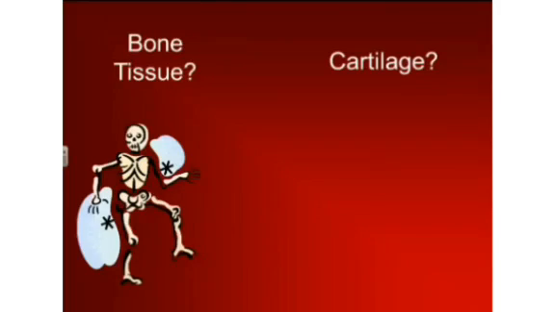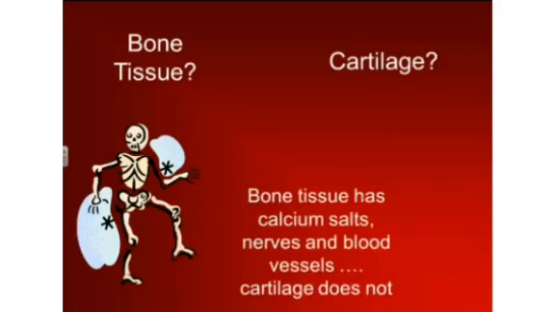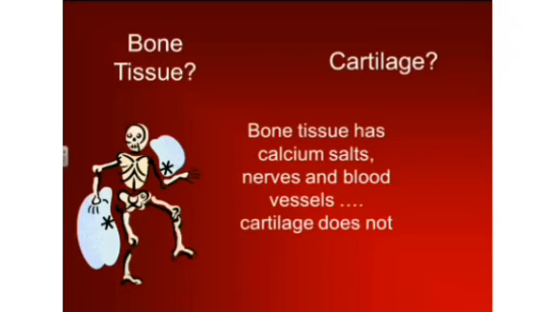So, bone tissue and cartilage. Yes, bone is considered a type of tissue, and cartilage as well. The difference between the two is that bone tissue has calcium salts, nerves, and blood vessels. Cartilage does not. So bone comprises the nerves and blood vessels that are living, reproducing. Cartilage does not have any of those things. It's just there. Once it gets worn out or has to be removed, it does not replace itself. So bone is continually growing and getting bigger, or replacing itself.